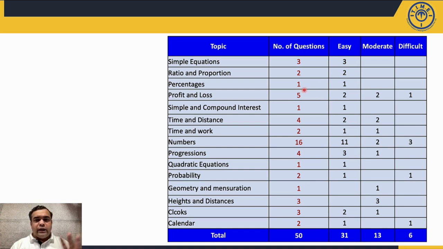If you look at the topics, almost all the topics had questions, but the real highlight was the numbers area, and that was expected, because last year also in almost every slot there was a higher number of questions on numbers.